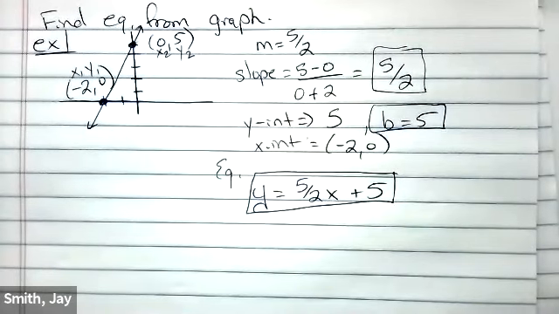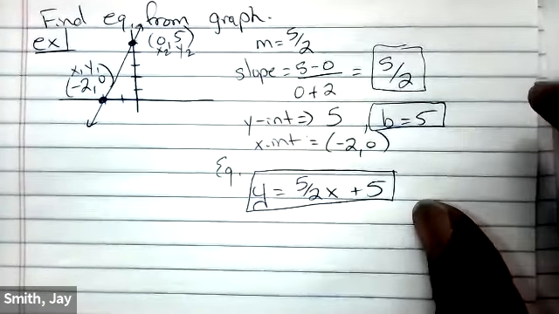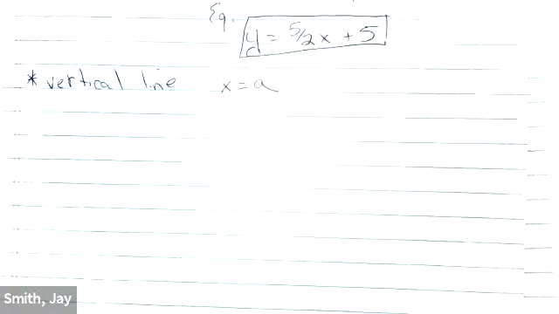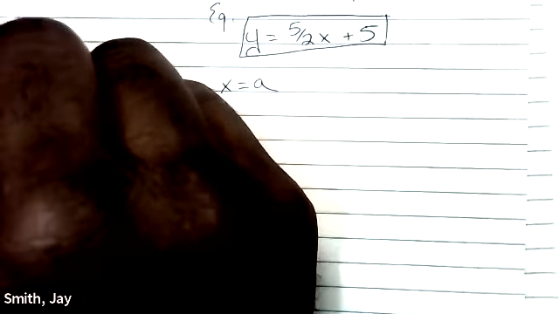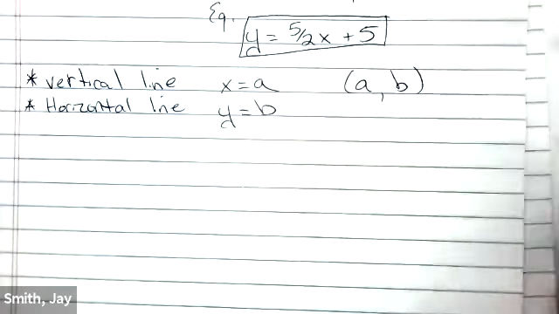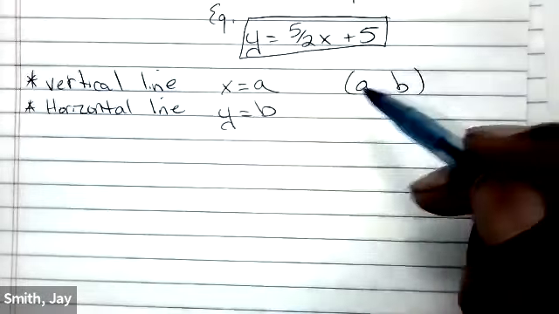That's in slope-intercept form. If we want it in standard form, we can manipulate this equation pretty easily. Also want to remember a couple things. One, a vertical line has the equation x equals a, or x equals some number. Or a horizontal line has the equation y is equal to b, or y equals some number. Keeping in mind that every ordered pair, x is first, y is second. So x equals a, y equals b.